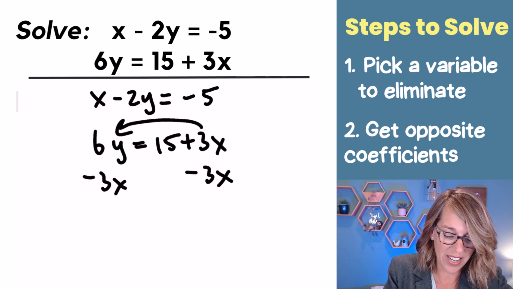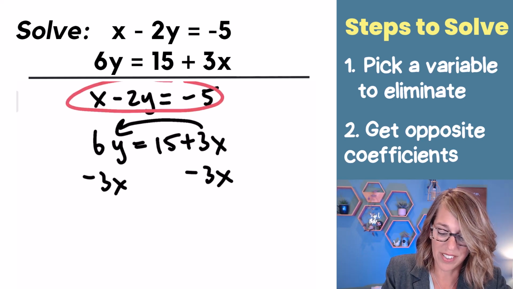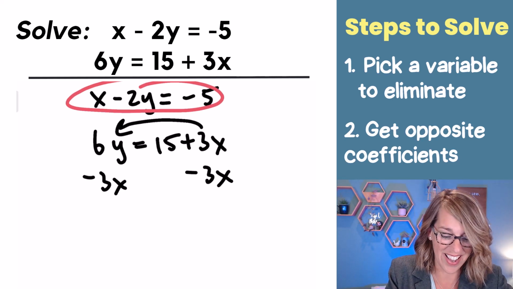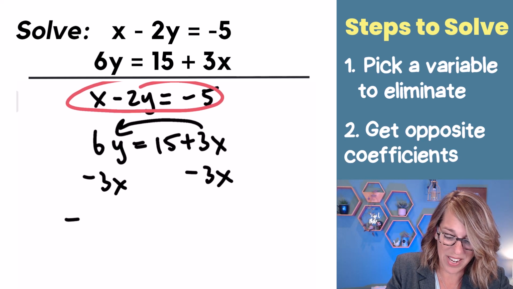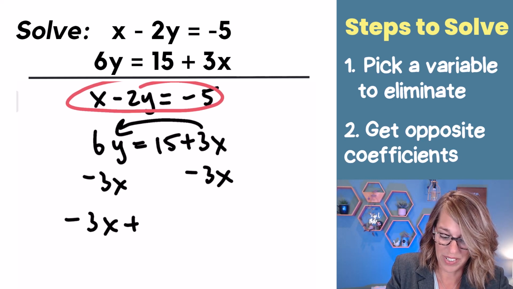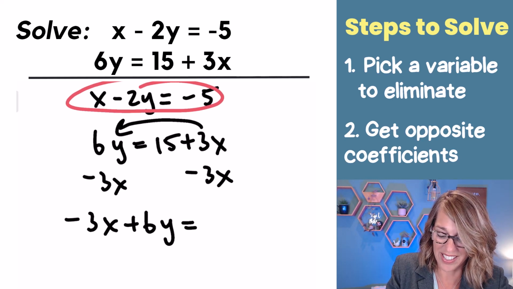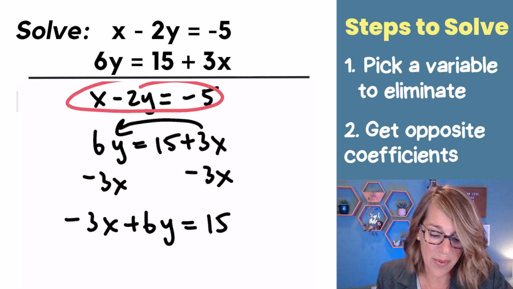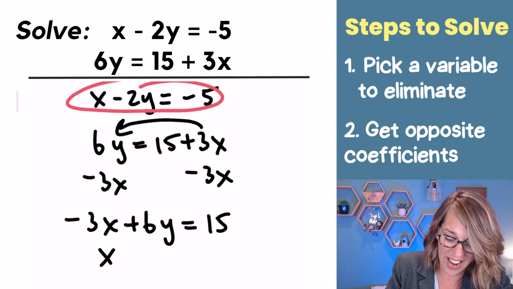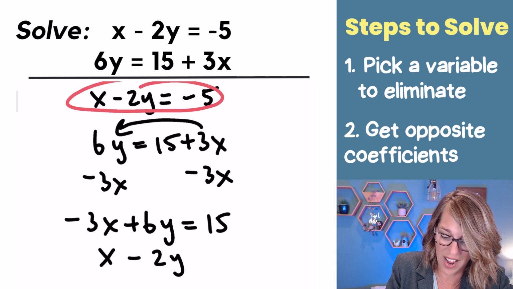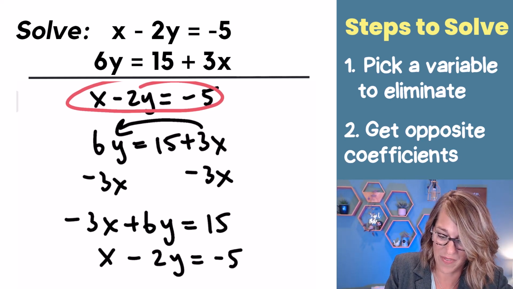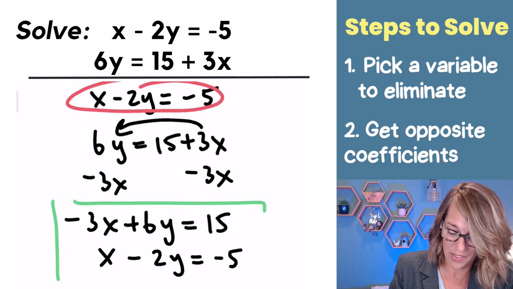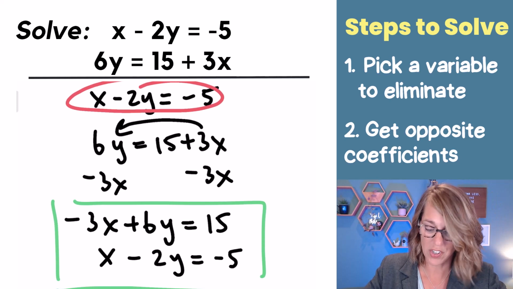3x, and let's go ahead and line everybody up. So I've got the x's first, and then the y's, and then the number on the other side. So that's going to give me -3x plus 6y is equal to 15. Let's go ahead and bring the other equation down, which was x minus 2y is equal to -5. Now that I've got my two equations, let me put a box around those. So now I've got my two equations here.